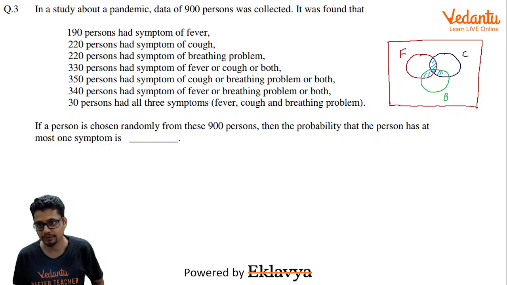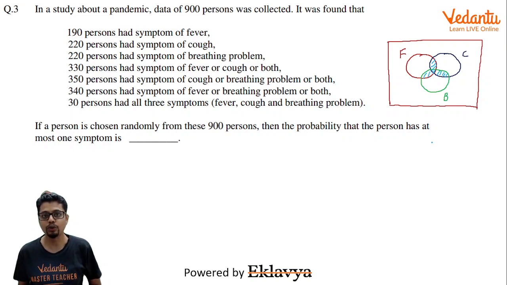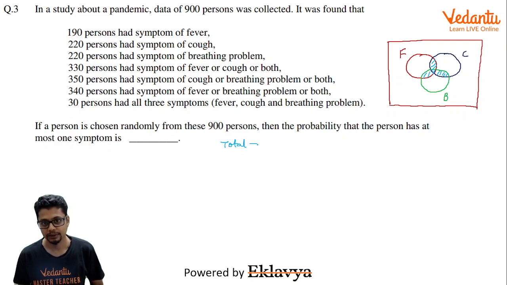That means we are not looking for the count of people having two symptoms or all three symptoms. So this thing has to be removed. So we can use this exclusion understanding that the number of favorable outcomes is total minus, and total is 900, you subtract from total the count of people having two or all three symptoms.